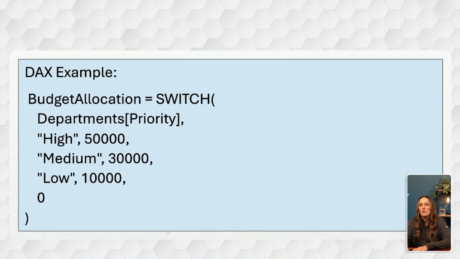I have an example here. A budget allocation, you put the switch function, you provided a table and a column that we're going to look at. Anywhere it says high, I want you to put 50,000, medium, 30,000, low, 10,000. And if none of those are there, put 0. So anywhere you want to use this, if you just want to create a column or a measure where it's flopping one thing for another, this is a great function for you to use. Let's head over to my laptop, check out what this actually does in a real setting.